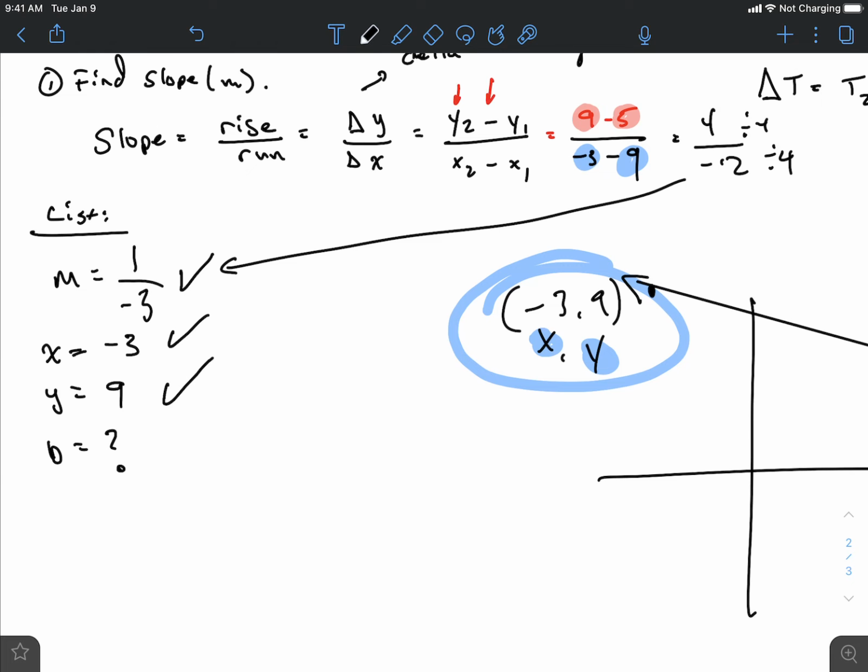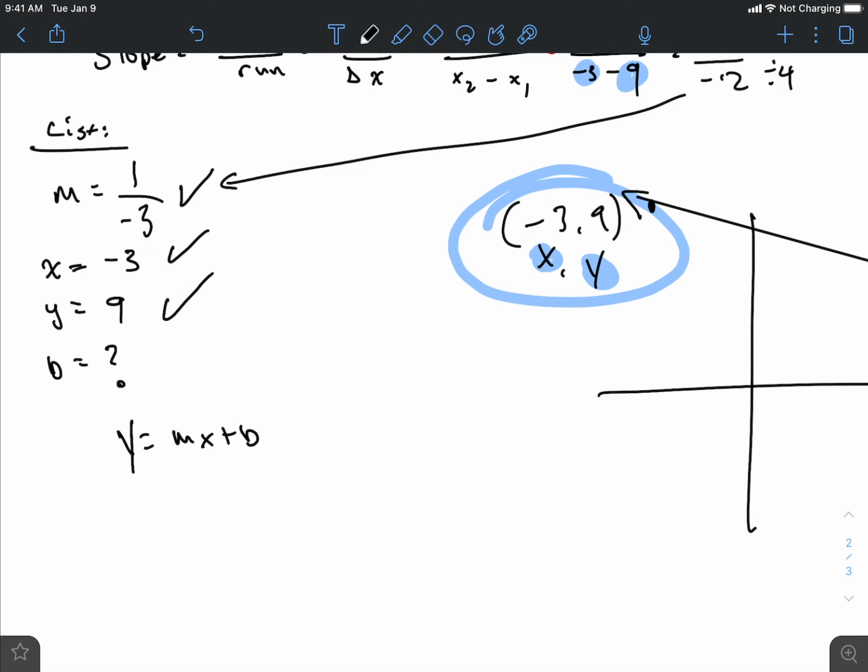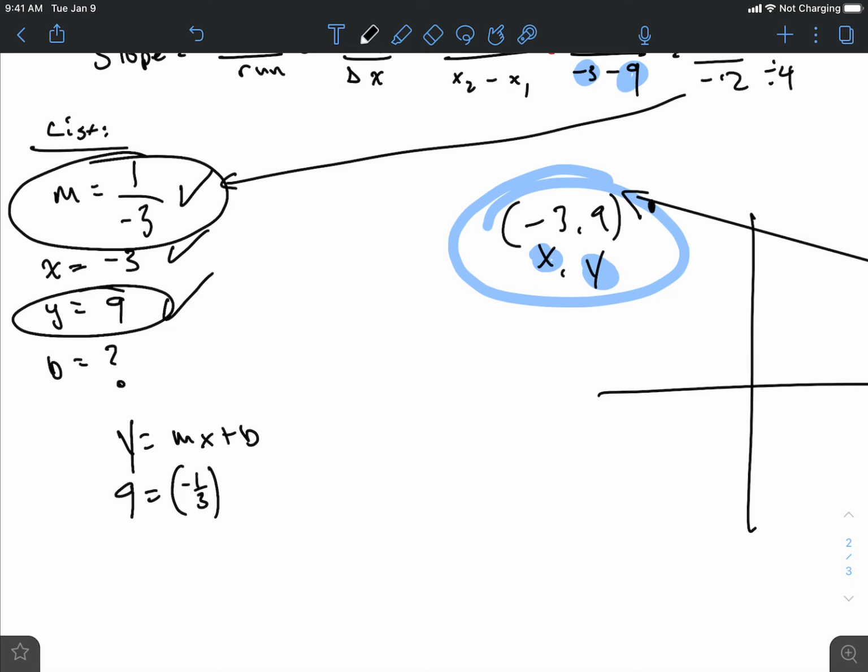Okay, you're going to rewrite your equation and fill in all the information you know in your equation. So I'm going to go, okay, what's y? Oh, y is 9. 9 equals m. M is negative 1/3. I'm going to multiply m by x. Oh, x is negative 3, plus b. Okay, now you can do the math.